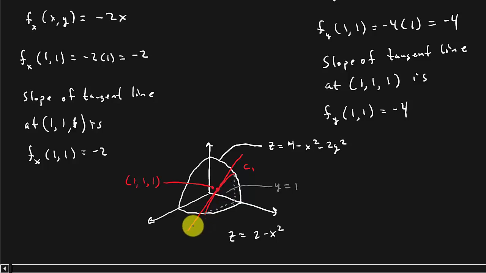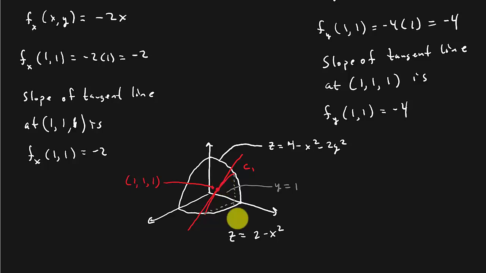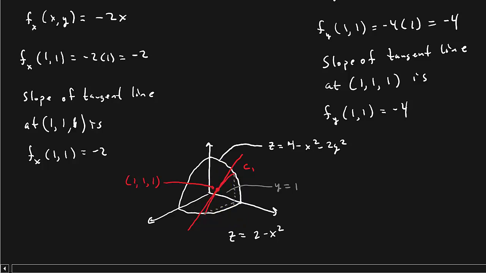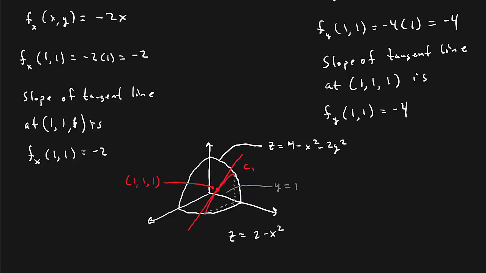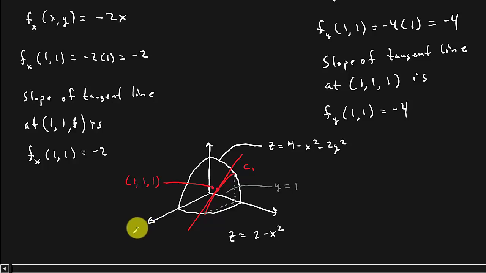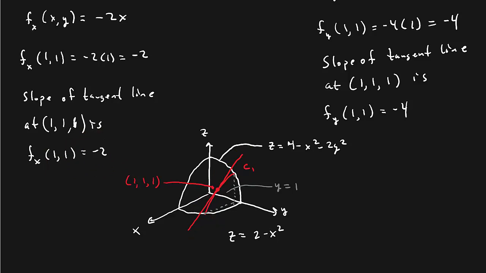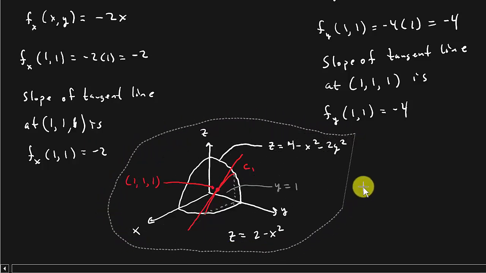And that's this curve C1 here. And you can see this red tangent line here has a slope of negative 2. That's what you found, this slope of -2. And notice that this tangent line slopes down in the positive x direction. This is your x-axis here, this is your y, and this is your z. So notice how this tangent line slopes downward in the positive x direction, and we have a slope of -2. All right, so let's move this one back, and let's look at the other one.